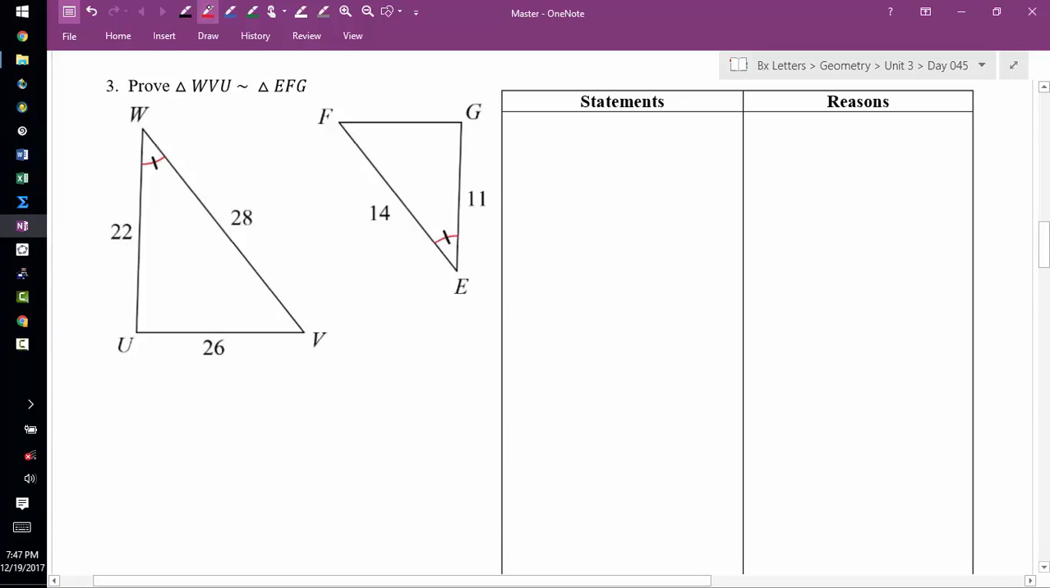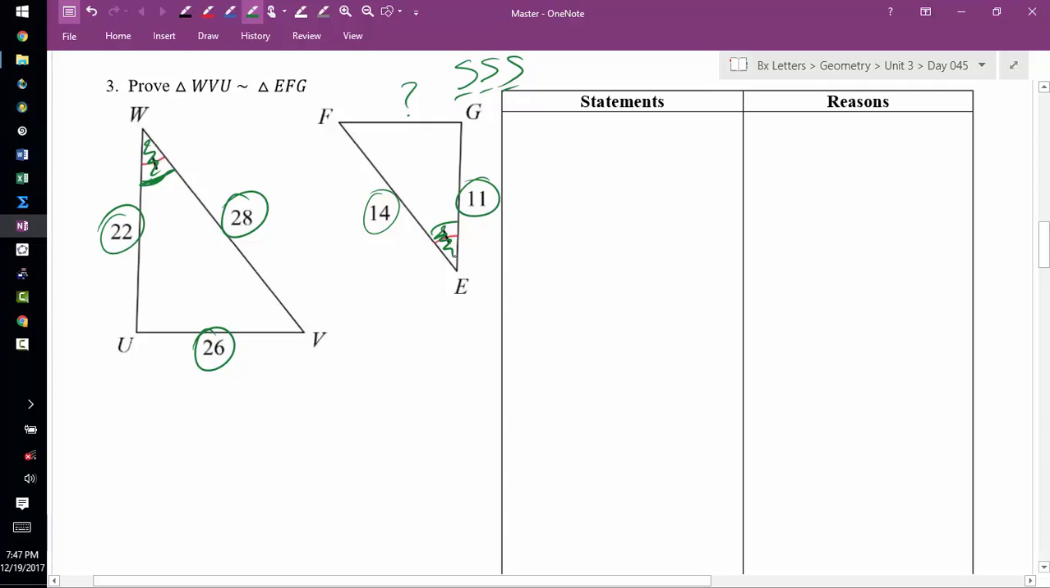Problem 3. We got another proof here, and what's problematic about this one is I've got 3 sides in one triangle, but only 2 in the other. I'm missing that third corresponding side, so that kind of rules out side, side, side. I don't have 3 pairs of corresponding sides. I only have 2 at most. But what I do have are these congruent angles.